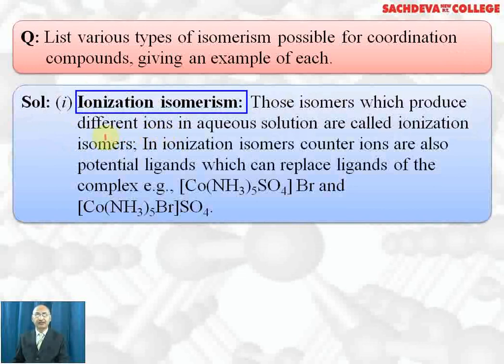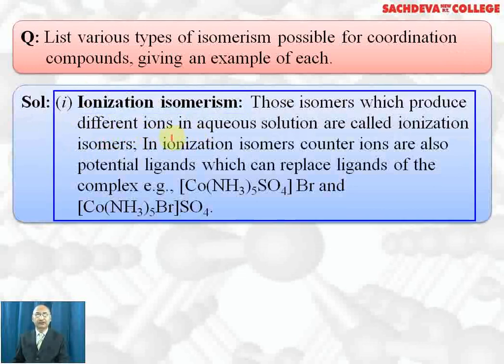First one is ionization isomerism. Those isomers which produce different ions in aqueous solution are called ionization isomers. We can also say in ionization isomers, counter ions are also potential ligands which can replace ligands of the complexes. For example, here bromide ion is a potential ligand which can replace sulfate ion. So sulfate ion will become the counter ion and bromide ion will become the ligand. So this is the ionization isomer of this complex.